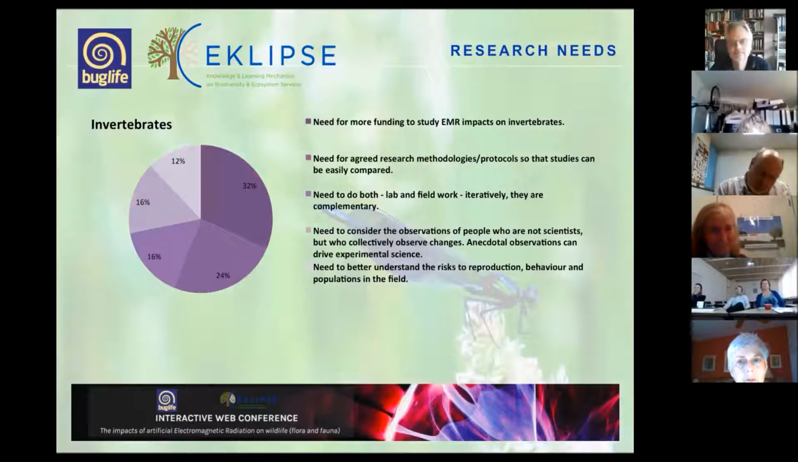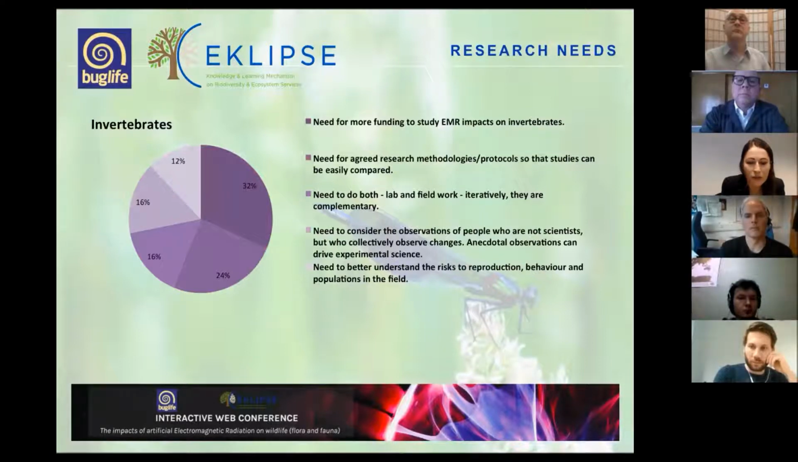And these are the 5 results of research needs for the invertebrates. Here we can see that the 2 first research needs actually account for more than half of the votes. So they are considered very, very important.